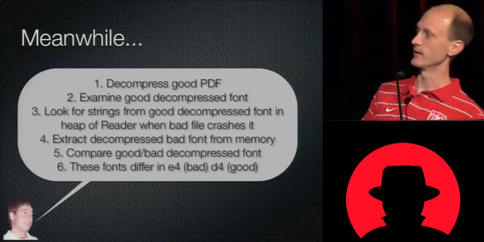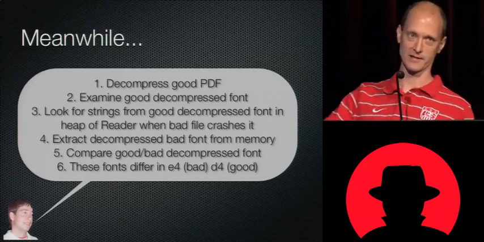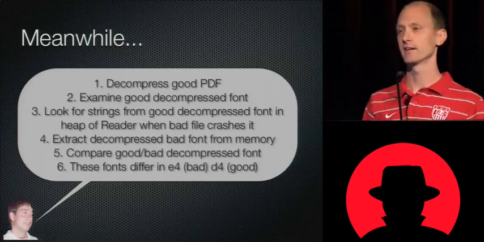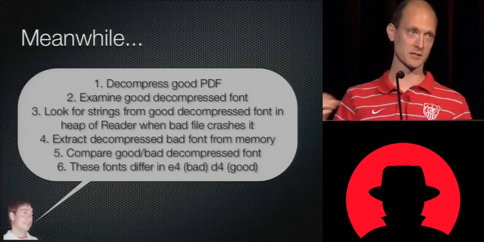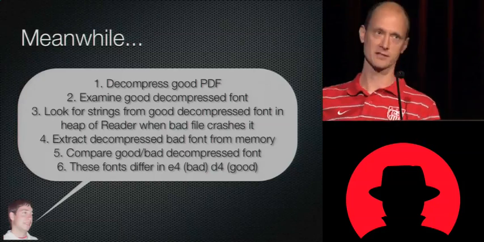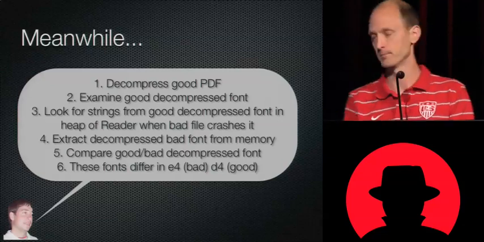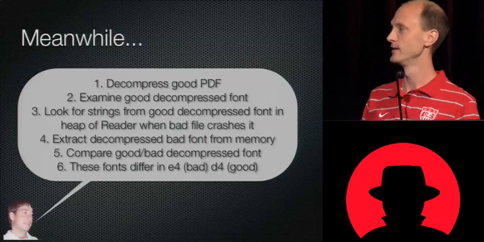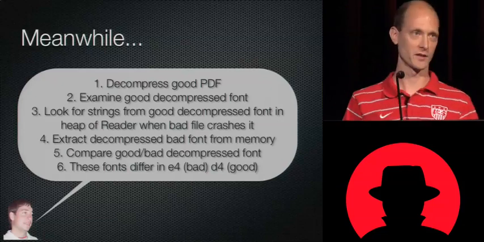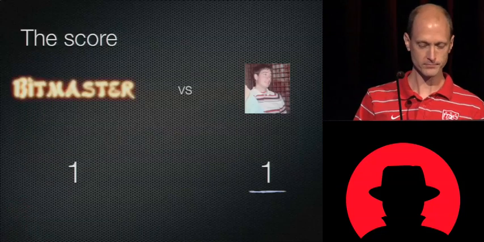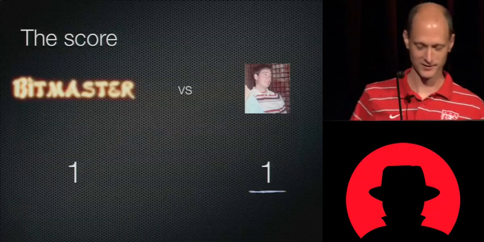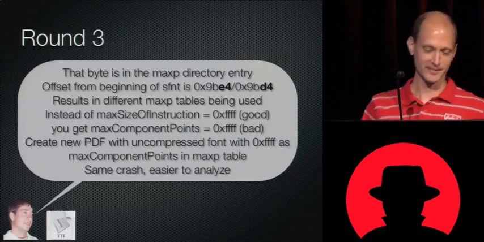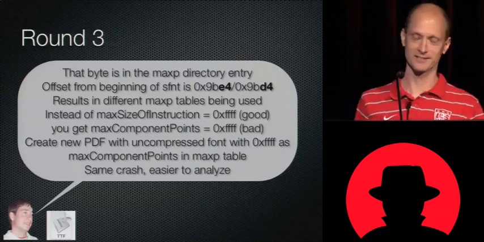He saw that instead of an E4, there was a D4. So he was able to pull that out from the debugger to get what the decompressed bad font was, because you can't actually just decompress the bad PDF because it's corrupted. So he was able to really quickly, just by searching memory and being smart, figure out what the decompressed font was. So he gets a point for that. Well done, Dion.